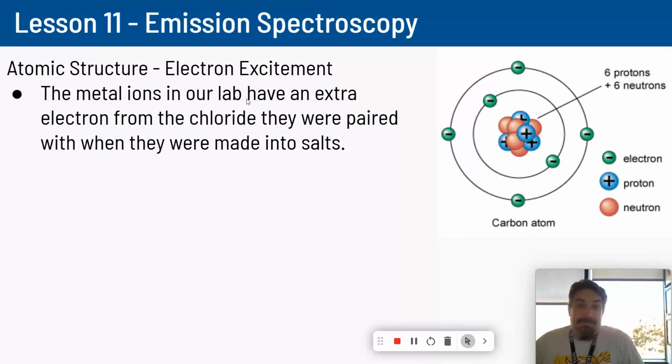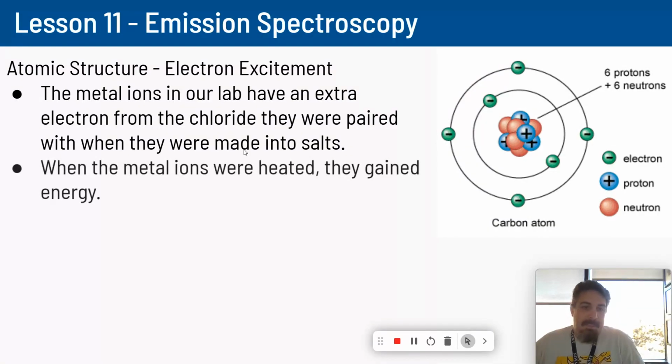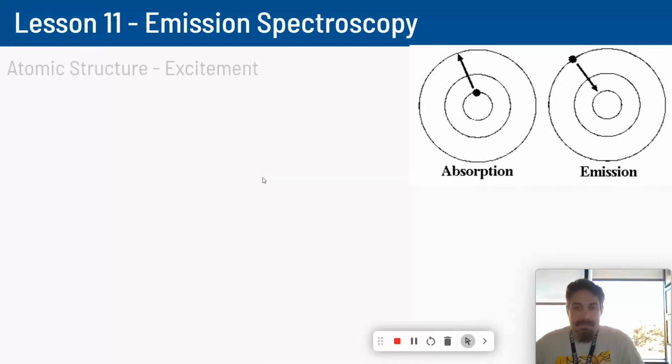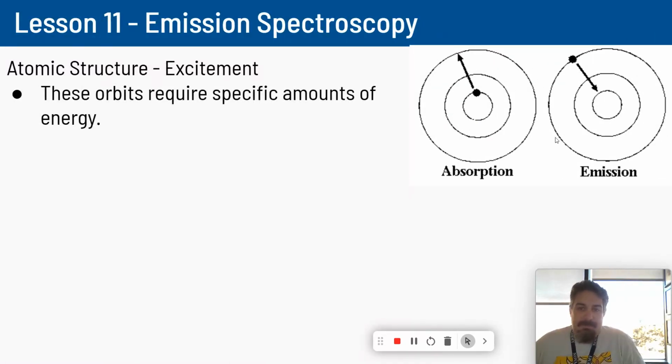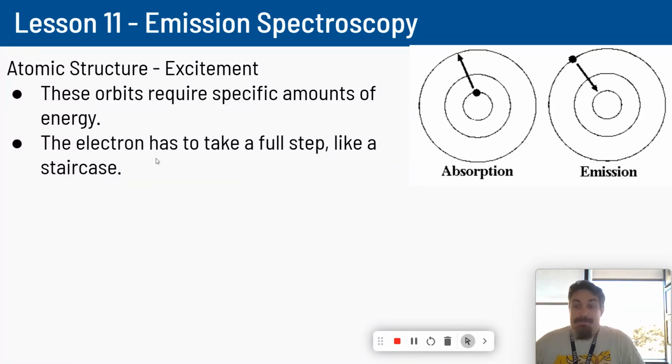Now, the metal ions in our lab all had an extra electron from the chloride they were paired with when they're made into salts. Lots of salts are made with chloride, just like the salt on your table being sodium chloride. Now, when we heated these metal ions in the flame, they gained energy. And if you see this example here where we have a kind of Dalton model with none of the protons or nuclei or electrons except for one, these orbits have specific amounts of energy they're associated with. The electron takes a full step, like a staircase. You can't walk half a foot or 3 feet per stair. You walk whatever the stair is set up to be. Okay?